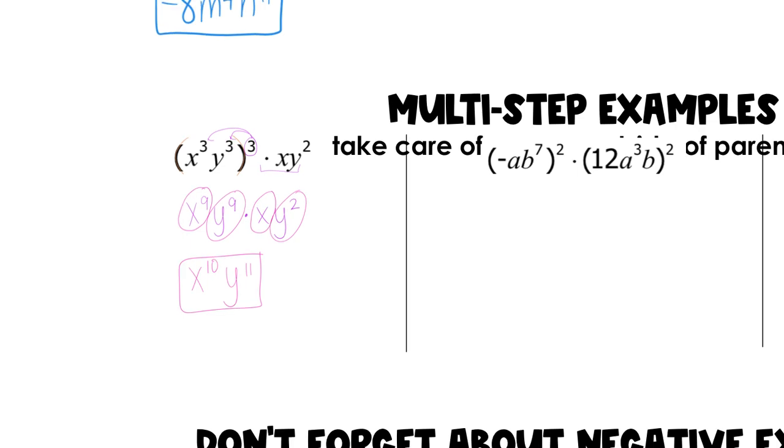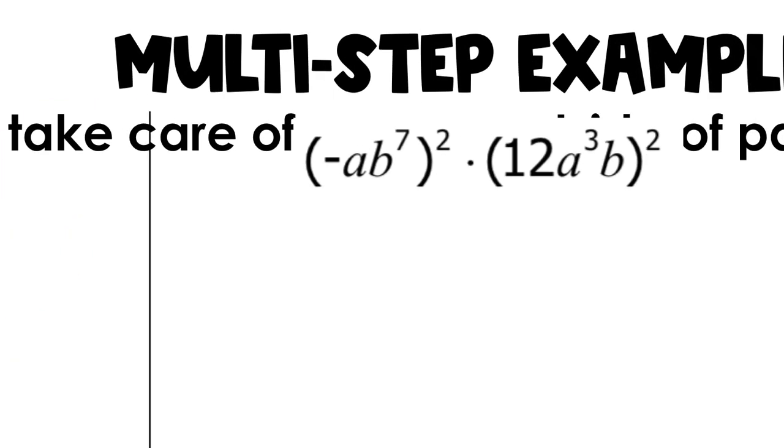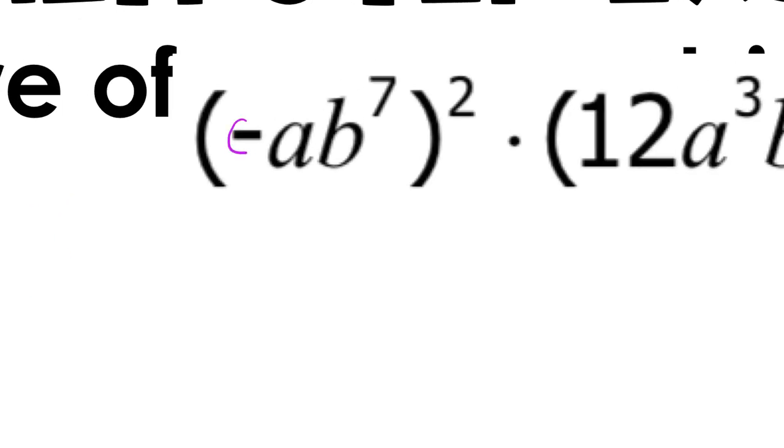Okay, next one, same thing here. We're just going to take it one little piece at a time. Now we have 2 sets of parentheses, so we're going to have to take care of both of those. Also, see this negative right here? Remember, that's actually like a -1. I want you to treat that like a -1.